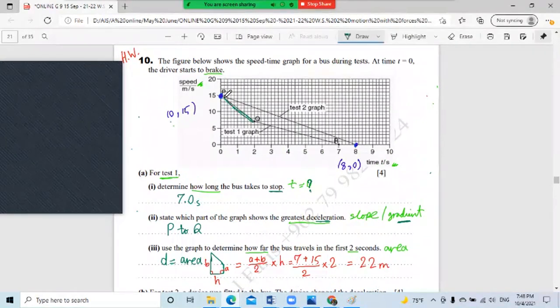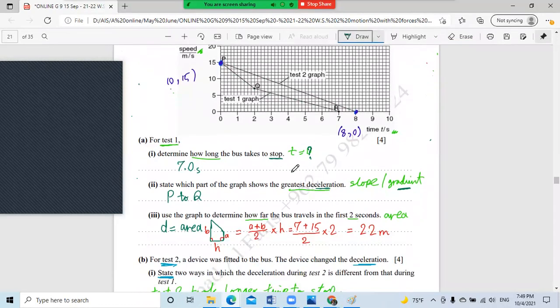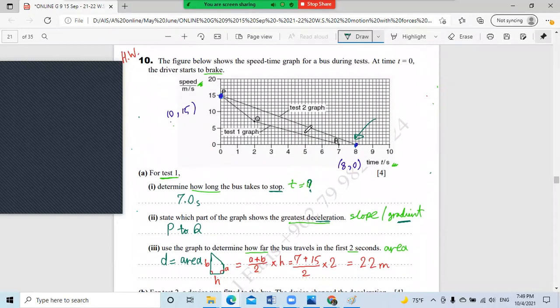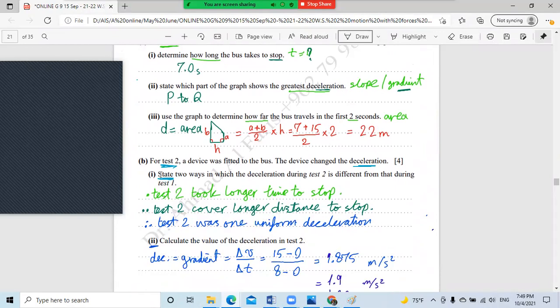that has a different value from Q to R. While test 2 has one part of deceleration that doesn't change. It's a straight line directly from beginning to end. It doesn't change. So that's why I didn't write it down in the beginning. I wrote it as the third option because it's clearer that test 2 takes longer time, that it covers more area, more distance, okay? But it doesn't matter if the deceleration is changeable or not, but it's different. The deceleration in test 2 differs from test 1 by these three things. State two ways in which the deceleration during test 2 is different. How is it different? By these three things. Good?